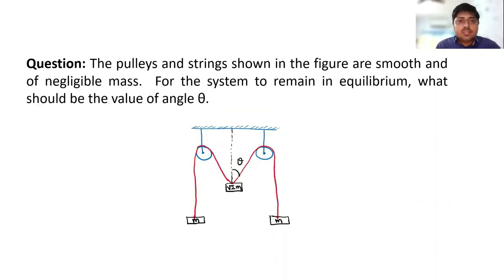Our next problem is: the pulleys and strings shown in the figure are smooth and of negligible mass. For the system to remain in equilibrium, what should be the value of angle theta?